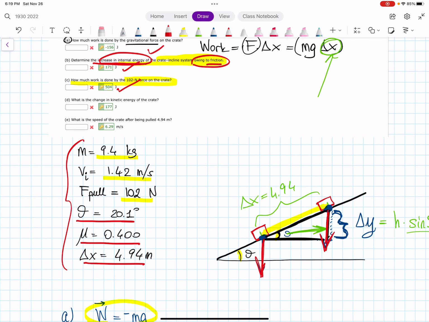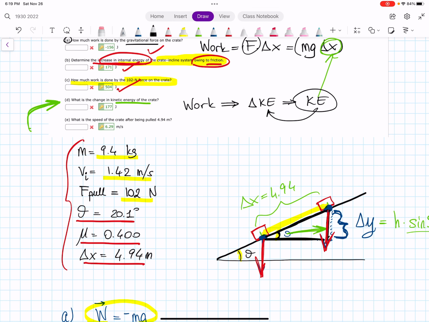Now, part D is difficult, so pay attention. What is the change in the kinetic energy of the crate? Guys, the problem involves, as you can see, work, correct? Good. And now it's telling you to calculate the change in the kinetic energy. So basically, you must calculate some form of kinetic energy, right? So that you can calculate the change in kinetic energy.